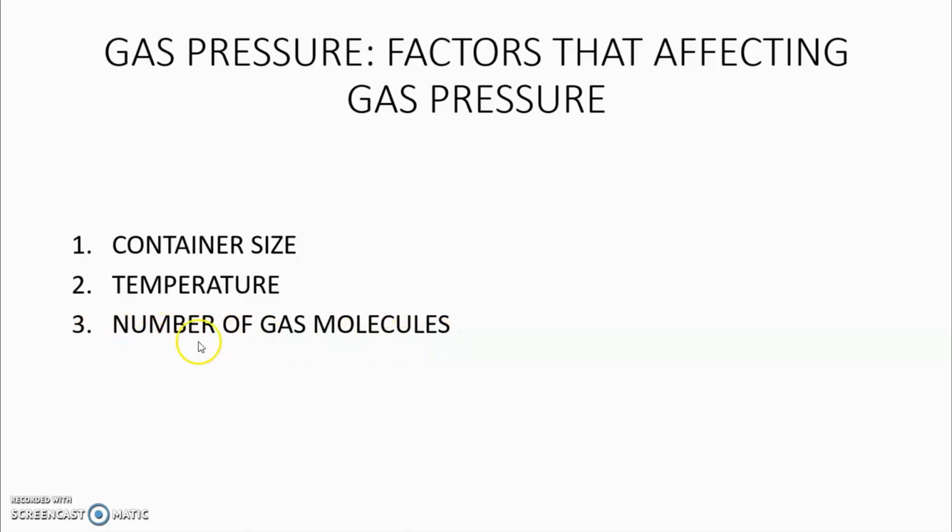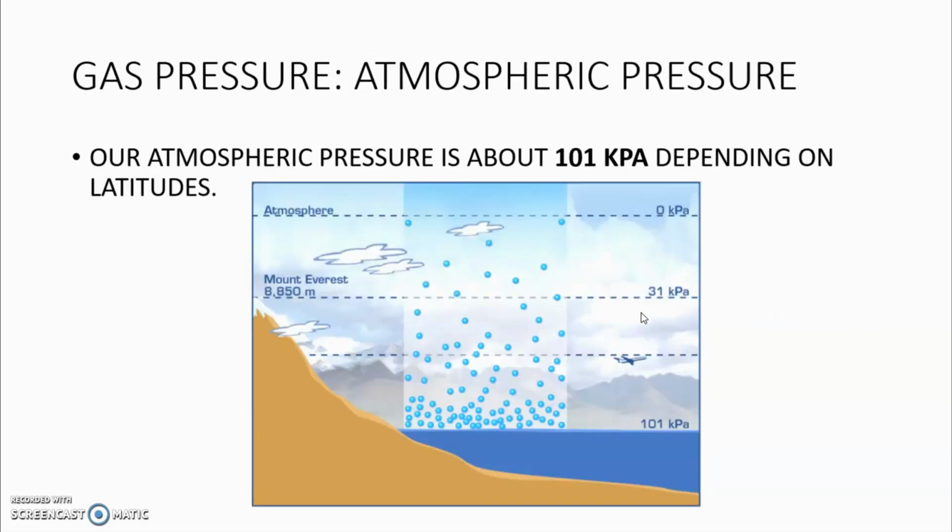Thirdly, number of gas molecules. The higher the number of molecules in a container, the more likely gas molecules will hit the container. Thus, higher pressure is created. Okay, next, atmospheric pressure. The atmospheric pressure is about 101 kilopascals. However, it actually depends on latitude. At higher latitude, there are fewer molecules available, thus less likely to collide. Therefore, lower pressure is created.